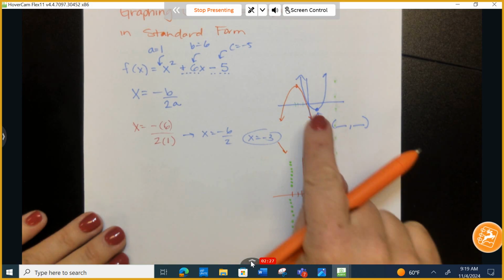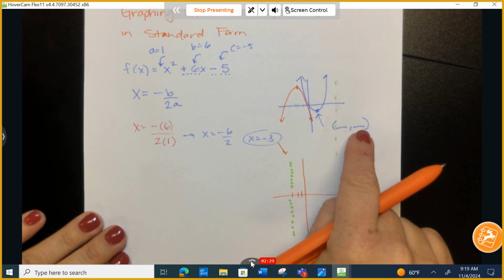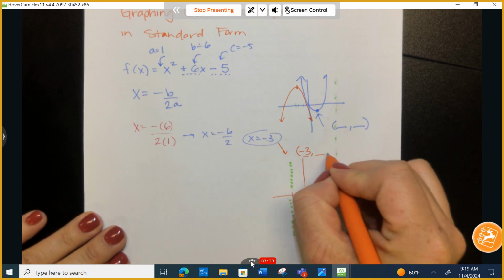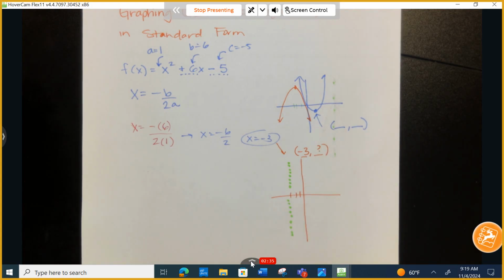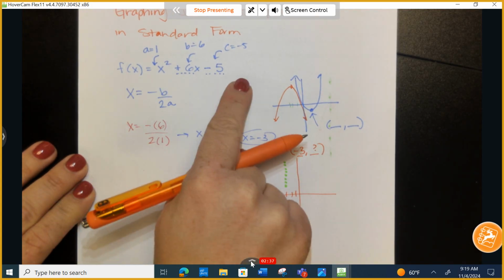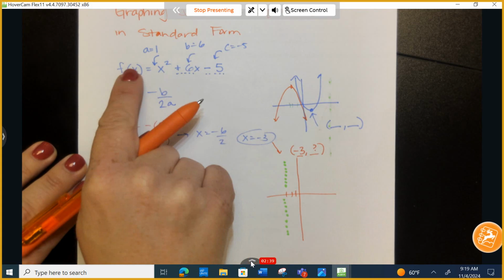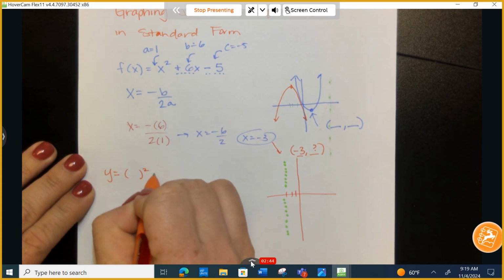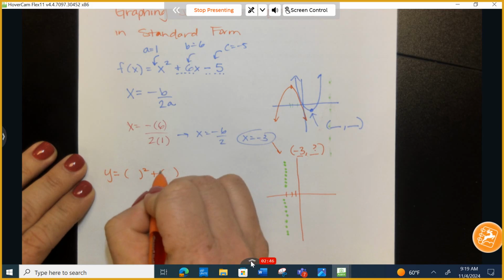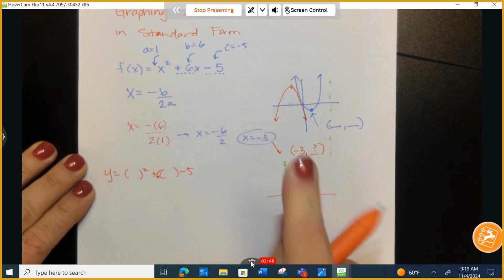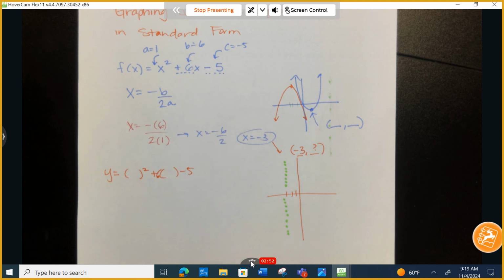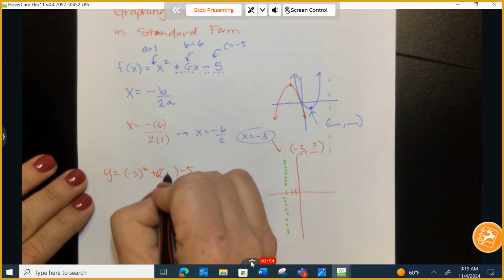Now, in order to find the vertex, remember it has an x and a y value. I already know the x value is negative 3, but I need to now figure out what the y value is. So I come back to the original function. We know y represents f of x, so y equals, and wherever I see an x, I'm going to leave an empty space. And I'm going to fill in that empty space with what I determined x to be for this problem. x is negative 3. So in this position, I have negative 3 and negative 3.